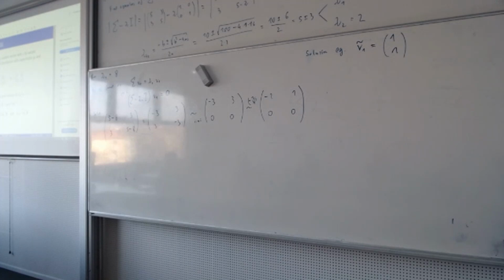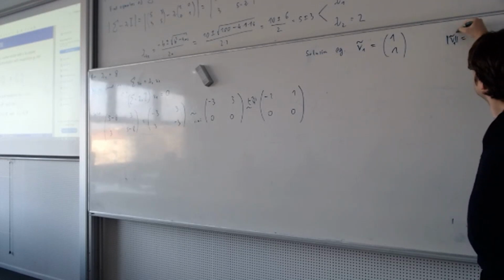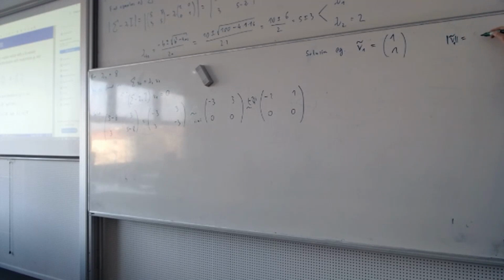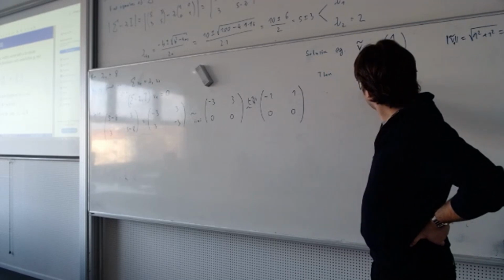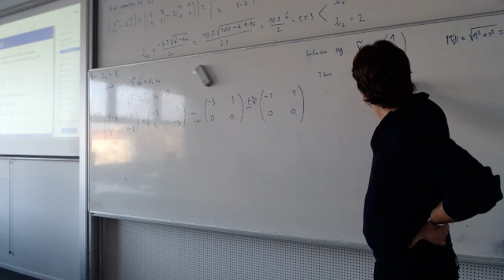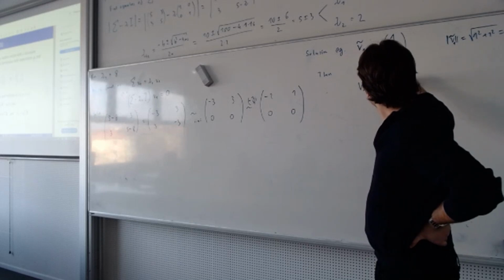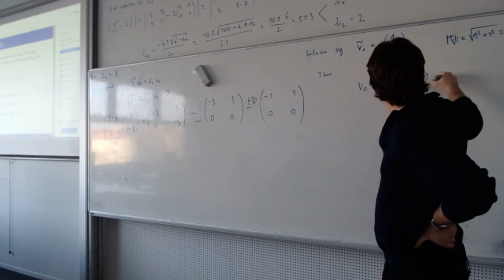What we need is its normalized version. So we need to take this vector and divide it by its length. What is the length of this vector? Square root of 2, right? Basically that's the square root of 1 squared plus 1 squared, so square root of 2. And the normalized vector v1 is basically 1 over the length of v1 curl times v1, which is 1 over square root of 2 times 1, 1.